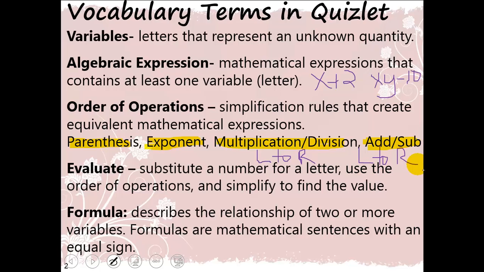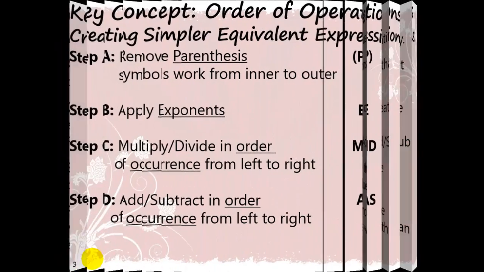Evaluate. Notice that inside evaluate, you see the word value. We're going to find the value. So we're plugging in pre-assigned numbers for specific variables, and then we're going to use the order of operations to simplify to find a value. And then a formula describes the relationship of two or more variables. Formulas are mathematical sentences with an equal sign. So let's take a peek at P, perimeter, equals 2 times the length plus 2 times the width. That is a formula. All right, here we go.